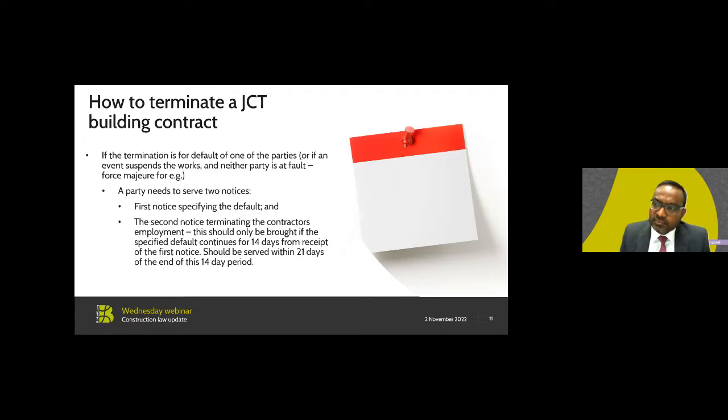So how do we terminate a JCT building contract? If the termination is for default of one of the parties, or if an event suspends the work and neither party is at fault, for example, force majeure, a party needs to send two notices. First, the first notice specifying the default, and the second notice terminating the contractor's employment. This should only be brought if the specified default continues for 14 days from receipt of the first notice, and should be served within 21 days of the end of this 14-day period.